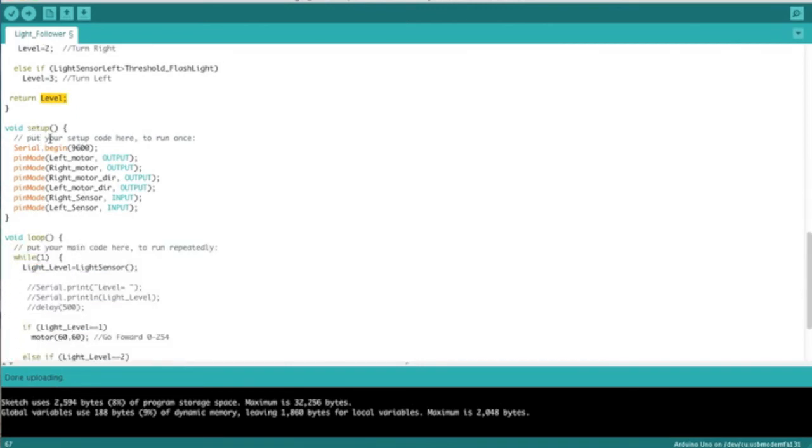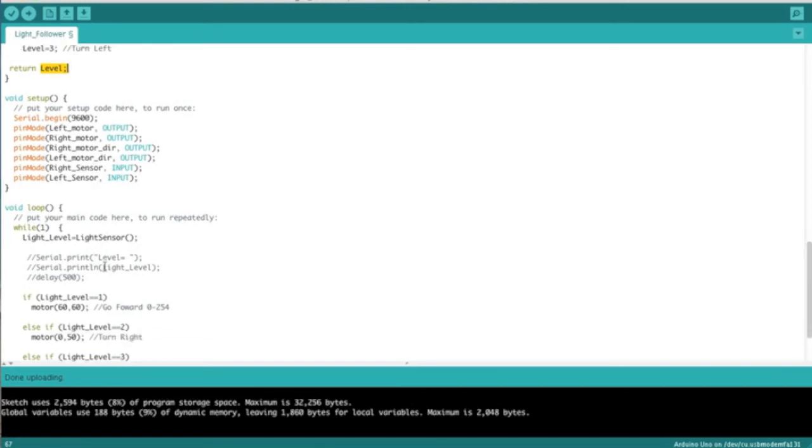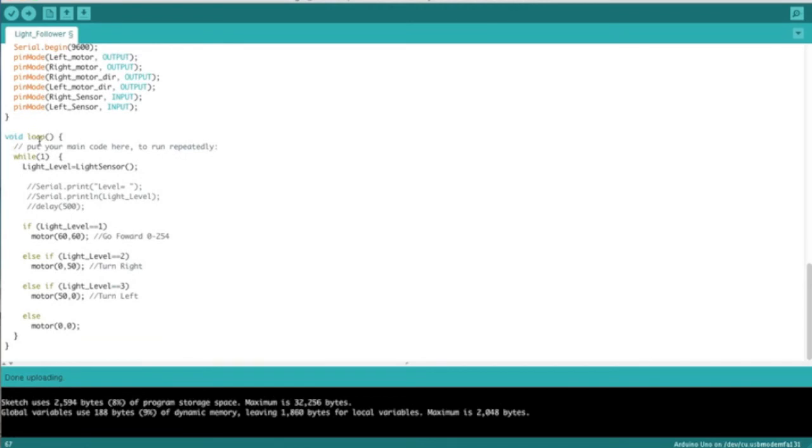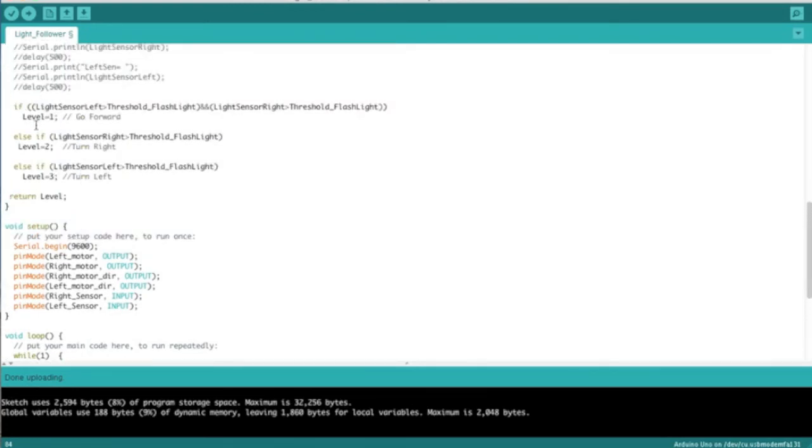Alright, so let's move on to the setup. I have 4 outputs: my left motor, my right motor, the direction of my right motor, and the direction of my left motor, and I have also 2 inputs, which are the right sensor and the left sensor. We have the void loop, and we have the instruction while 1, and then we are assigning here the light sensor value to light level, and this value could be 1, 2, or 3, which are these values over here, 1, 2, 3.